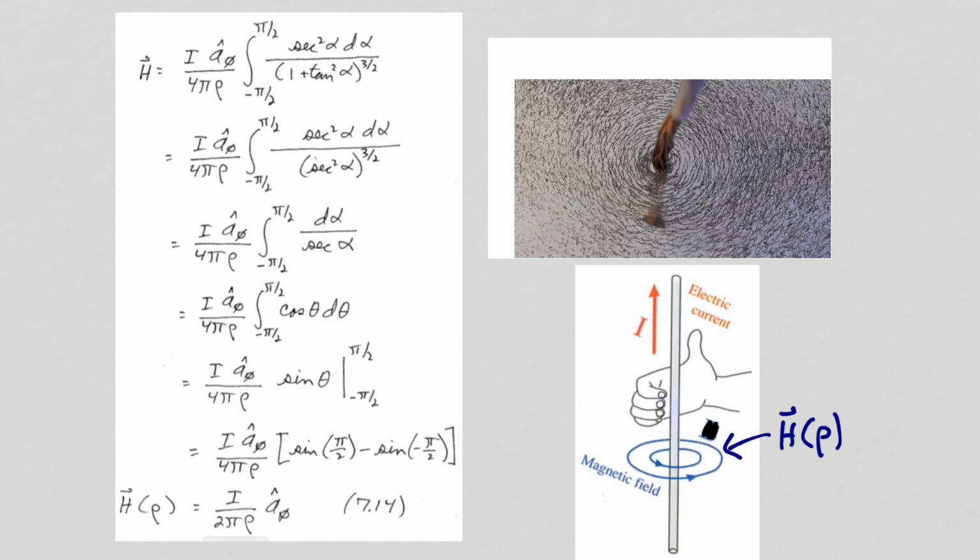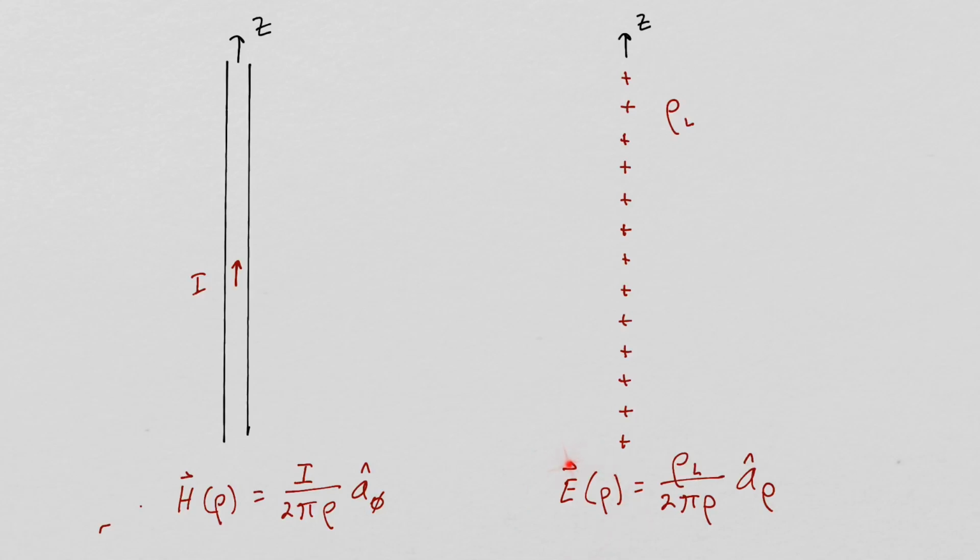Recall the electric field intensity due to an infinite line of charge of line charge density rho sub L along the z-axis. It was equal to rho sub L over 2 pi rho and in the rho direction. So we see the similarities of the electric field intensity due to an infinite line of charge and the magnetic field intensity due to an infinite line of current. They both fall off as 1 over rho. The magnetic field intensity depends on the current that's flowing. The electric field intensity depends on the line charge density.